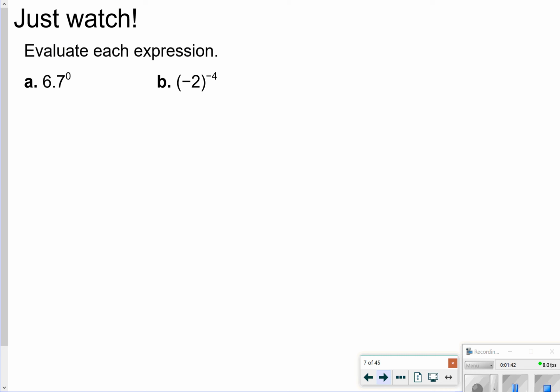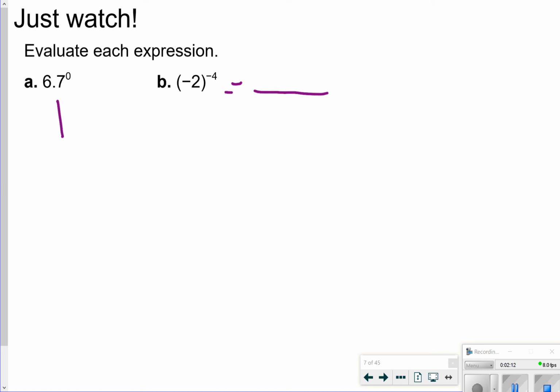So these 2 are just 2 examples of negative exponents and 0 exponents. The first one says 6.7 to the 0 power. That one's easy. That one's just going to be equal to the number 1. For letter B, it's a negative exponent. So just remember, in order to create a negative exponent and make it a positive one, we have to write the reciprocal of it. So what I normally do is just write a line for my fraction and then decide where it needs to go to make it positive.